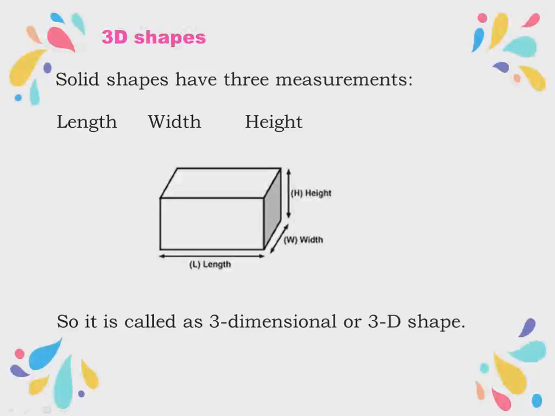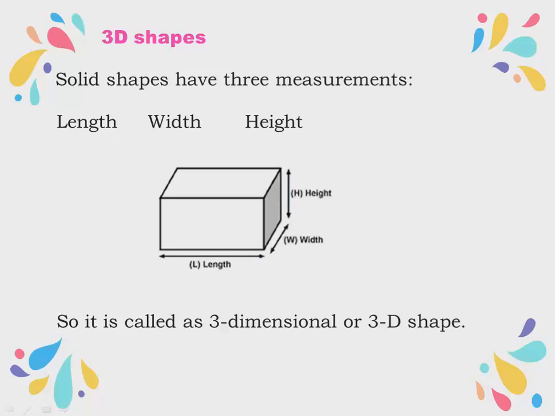3D shapes. Solid shapes that have three measurements like length, width and height are called three-dimensional or 3D shapes. Okay children, solid shapes means like this, which you can catch in your hand, or which you can view. Solid shapes which have three measurements like length, width and height are called three-dimensional or 3D shapes.